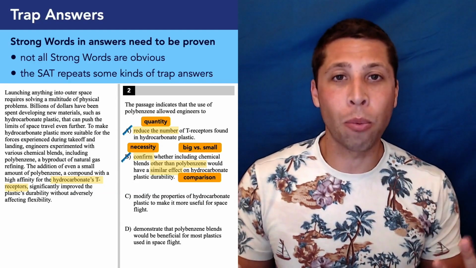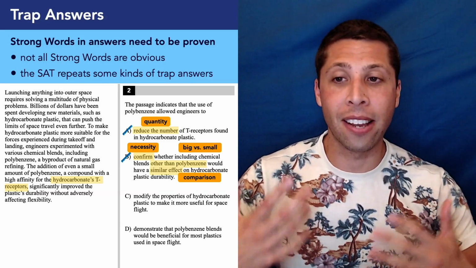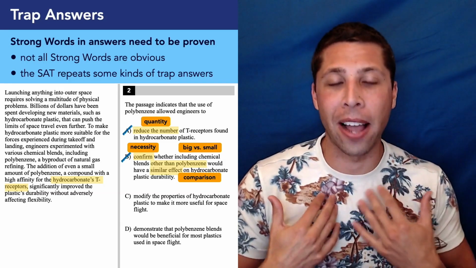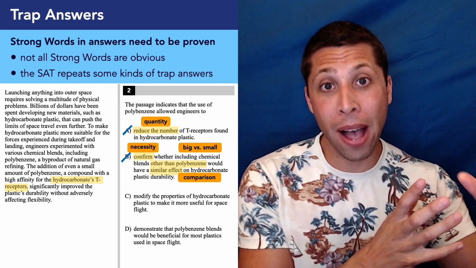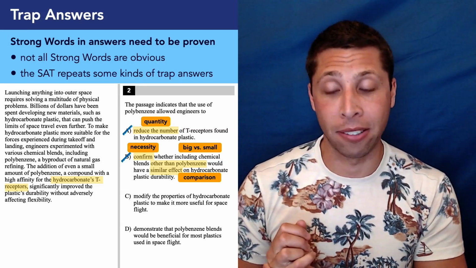And again, this is why we think about this as a checklist. You don't need to always find the same thing that I find, but if there's something wrong, something that needs to be proven, now the strong words jump out and we can go and look for those in the passage.